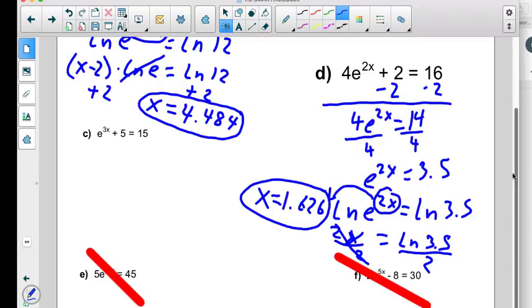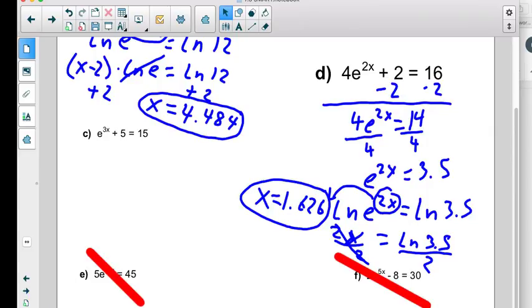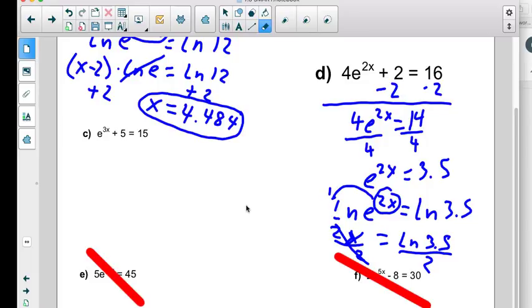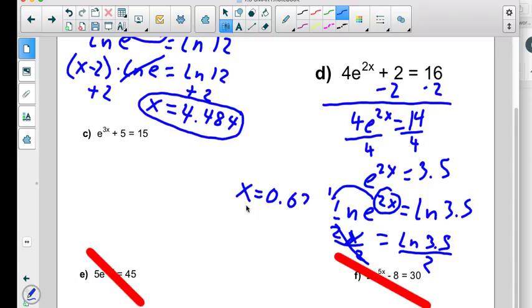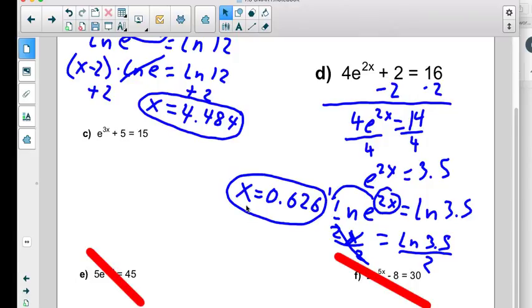Alright, any questions on that? So these operate in the exact same way as the regular logs. The only thing that's different is we have base e now. We need to make a correction on this x equals 1.626. It's supposed to be 0.626. There we go. Now we're done.